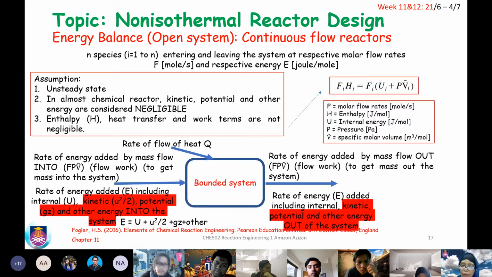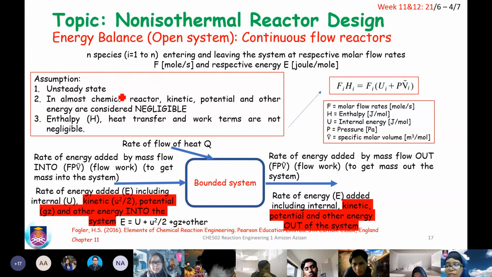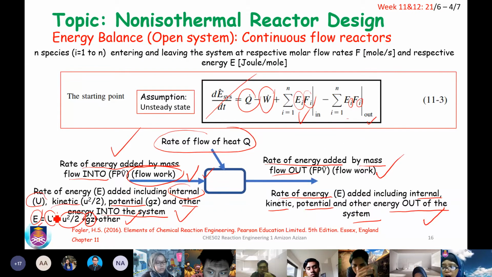Now, we are still writing the energy balance for an open system. We still use the same assumption, unsteady state, and in almost all chemical reactors, kinetic and potential energy are considered negligible. Here we have internal, kinetic, and potential energy.